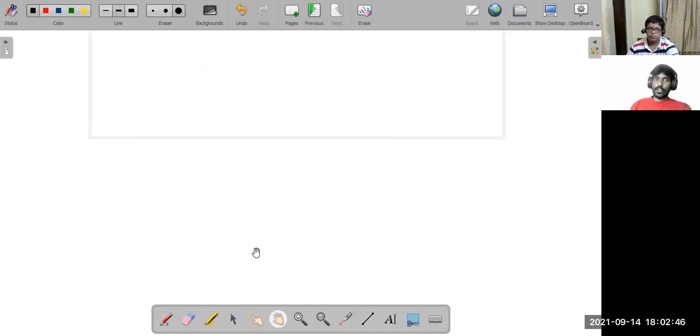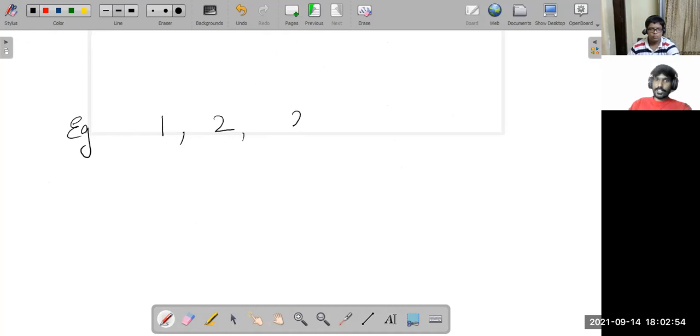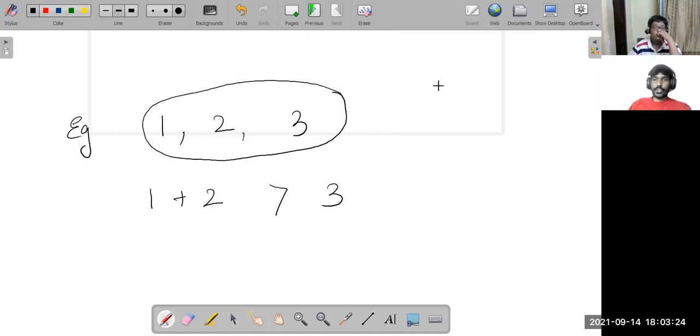I'll give you one example which is not a triangle. Suppose you have a triangle of length 1 centimeter, 2 centimeters, 3 centimeters. Now you add any two sides. Suppose I add 1 and 2. Is this greater than the third side? No, sir, it's equal. It is not greater. So a triangle cannot have these as its sides. Means you cannot have a triangle of 1, 2, and 3 centimeters.